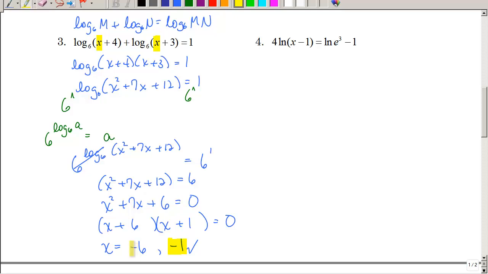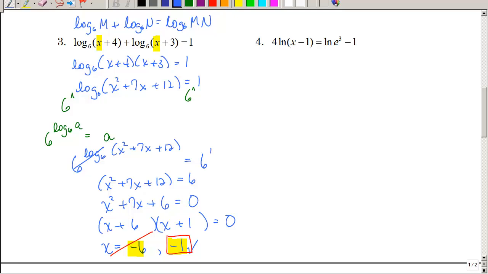What about negative 6? If I put negative 6 plus 4, that's going to be negative 2. That is not acceptable. So we don't want to erase it. Just put a line through it. That's called an extraneous solution. X equals negative 1 is our only true solution.